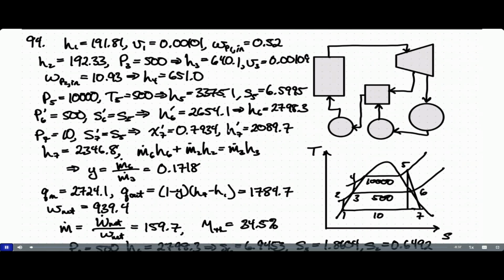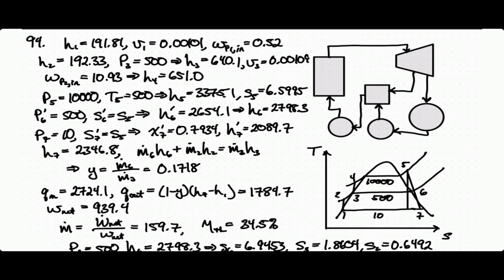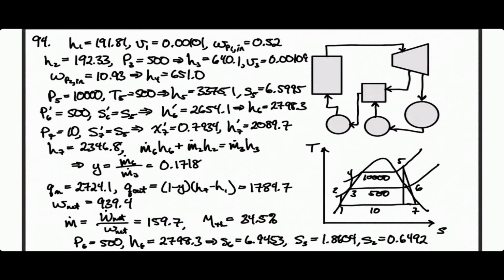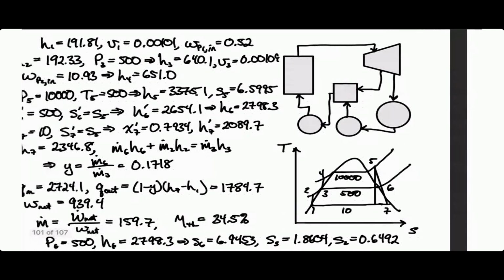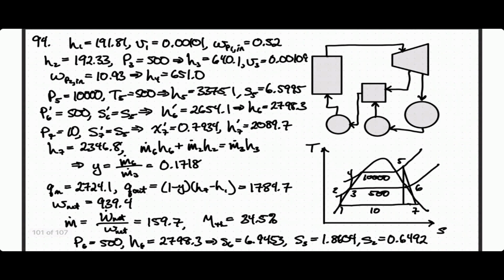In this problem, we have a Rankine cycle with a regenerative phase to it. We have a net power output of 150 megawatts. Did I neglect to put that in here somewhere? Probably did. So let's see here. W.net equals 150 megawatts. There we go.